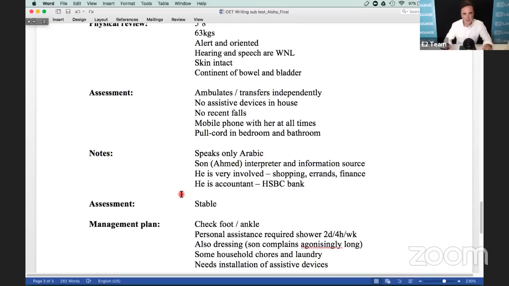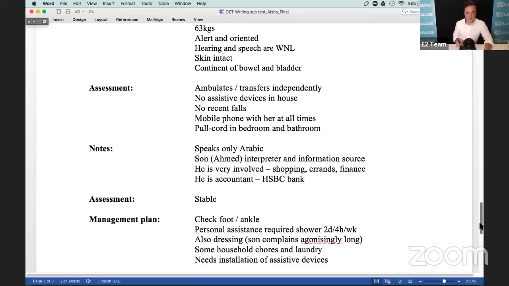Okay, so now we've got another character in the letter, and that other character is Aisha Amari's son, Ahmed. Now, if Aisha can't speak English, she just speaks Arabic, but Ahmed is basically her interpreter. She carries a mobile phone on her at all times. All of a sudden, this second person has become very important in our letter. And I'm going to show you my letter in a second, and I'll talk to you about why I structured it in that way. So assessment stable, and of course, this is extremely important.